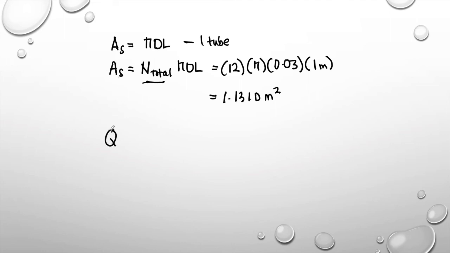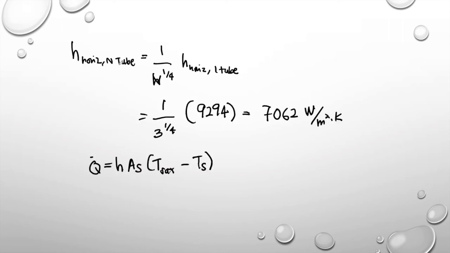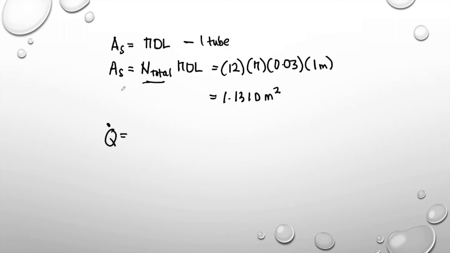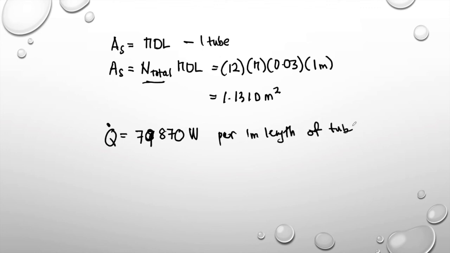After that, you substitute into the Q dot equation, since you already determined the h horizontal for n tubes and the AS. So I will get the value for the Q dot is 79,870 watt. Sorry, not 7879, it is 79,870 watt. This value is per 1 meter length of tube.